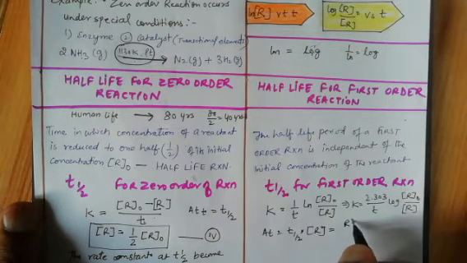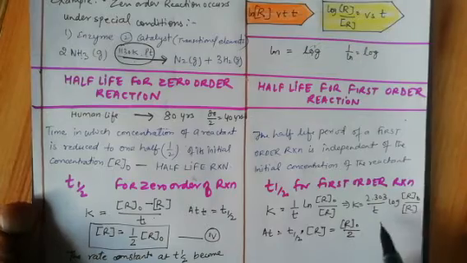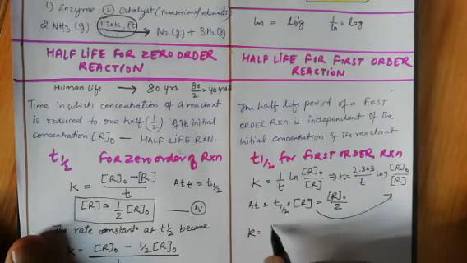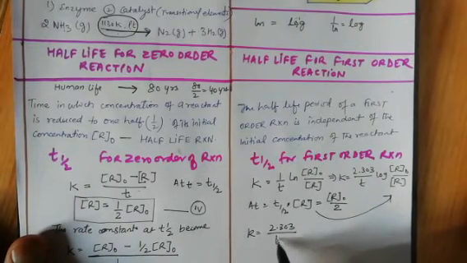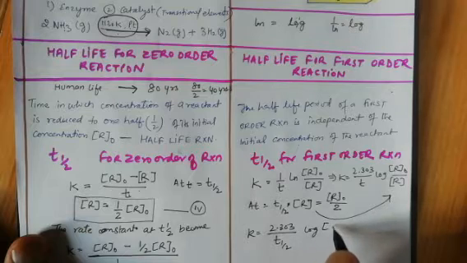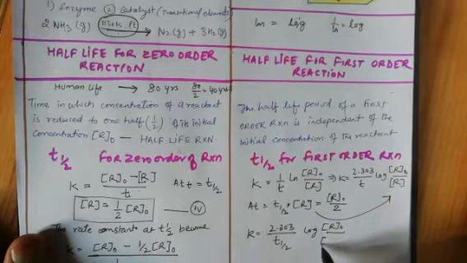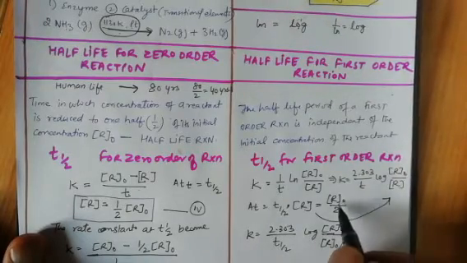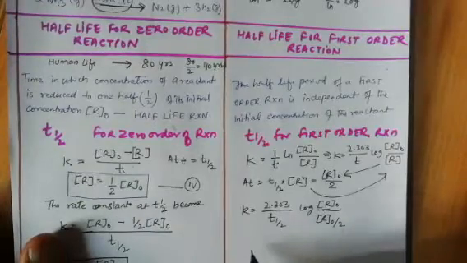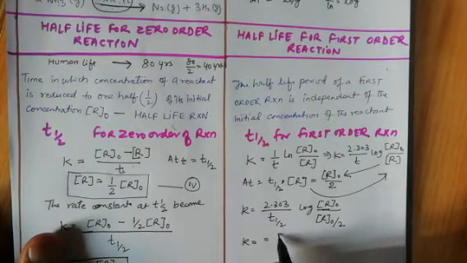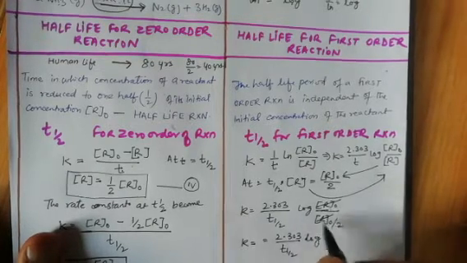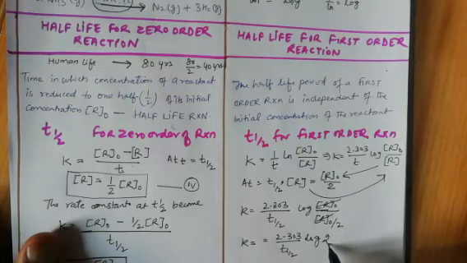It will become R naught upon 2. So in place of R, now we will write this value. So it is k equals 2.303 upon t half log R naught upon R naught by 2. Because now in place of this R we are writing this equation. So the equation becomes k equals 2.303 upon t half, log R naught cancels with R naught, it will become log 2.